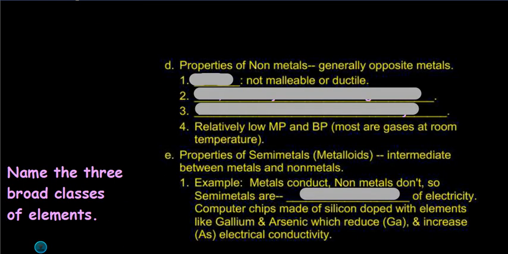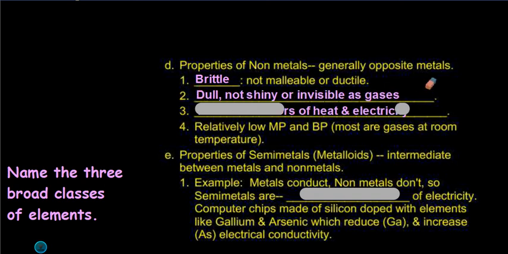Okay, that brings us to the properties of nonmetals. They are generally the opposite properties of metals. They are brittle, so they're not malleable or ductile. If you hit them with a hammer, they will shatter rather than flatten. They are dull, not shiny, or they're just invisible, like a gas. They are poor conductors of heat and electricity, which is why we use them for insulation. And they have relatively low melting points and boiling points, and most of them are even gases at room temperature.